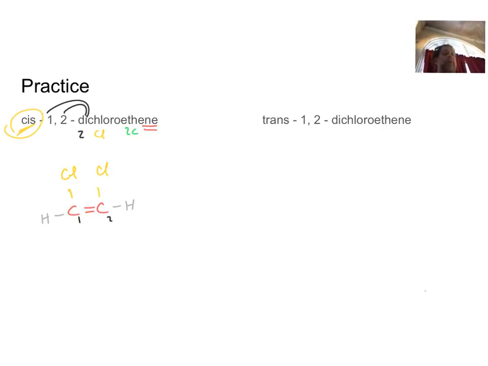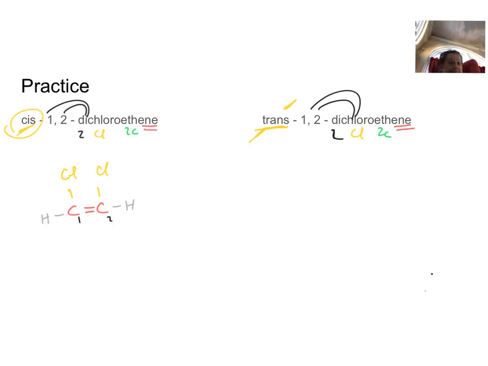The other one we can practice is this one here, which says trans 1,2-dichloroethene. So the ene tells me it's a double bond. The eth tells me it's a 2 carbon long chain. The chloro tells me it's an acyl halide functional group. The di tells me that there's 2 of them, and the 1 and the 2 tells me the location of the chlorines. Now trans, in this instance, is going to tell me that they are on opposite sides of the double bond.